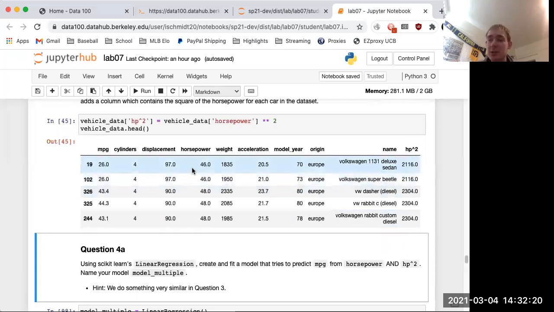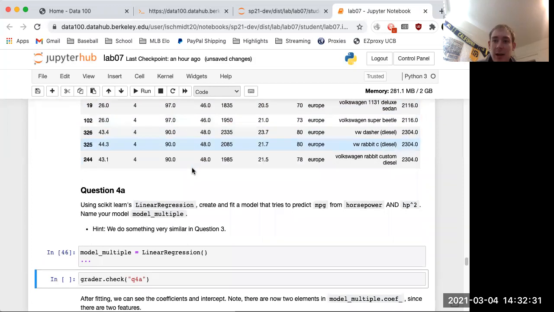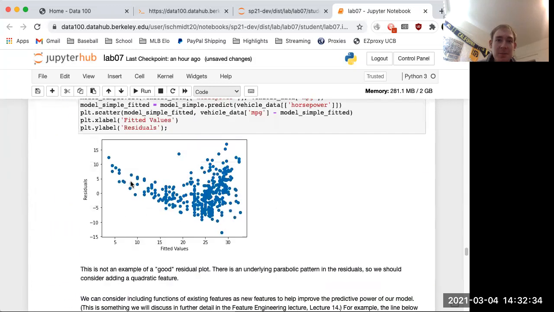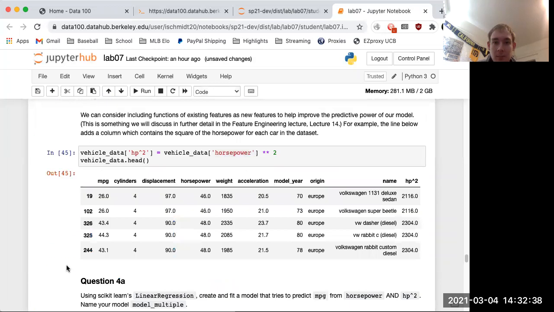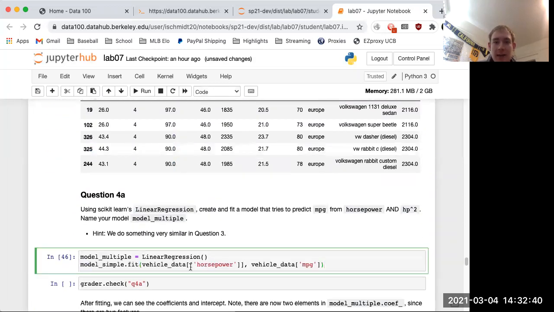So remember, we were trying to predict miles per gallon based on horsepower. A linear model didn't make sense, but maybe including a quadratic term will help. So let's do this. We have to make the linear regression object, which is already defined for us. And instead of fitting on vehicle data and horsepower, we can fit it on horsepower and then this new HP squared term. And instead of it being model simple, model multiple.